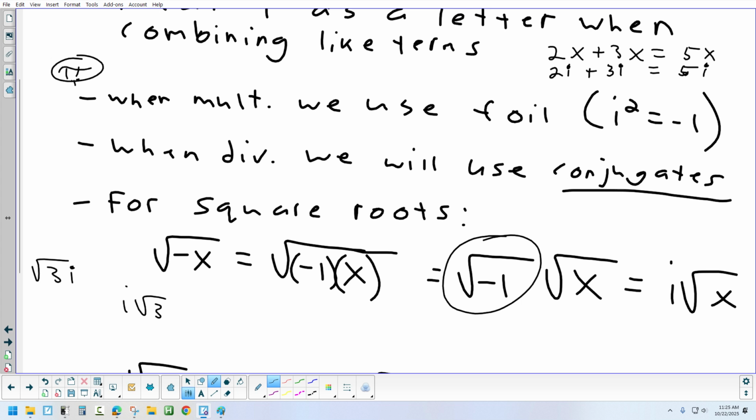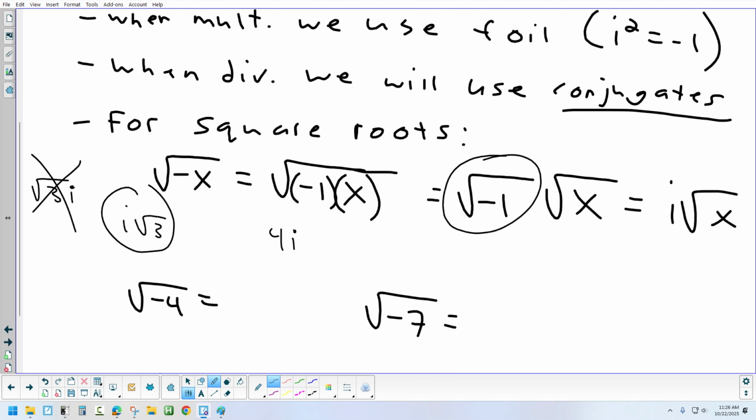Now, if you don't have a square root, let's say you had this, it's perfectly fine to put the i at the end in that case, because there's no square root there. So I'm not confused if this is under a square root or not, because there isn't one. So this is the only time you put the i in front: you have the square root. Want to avoid that.